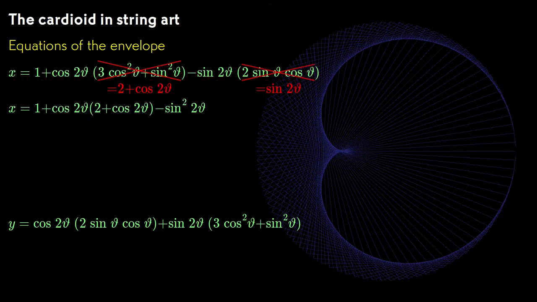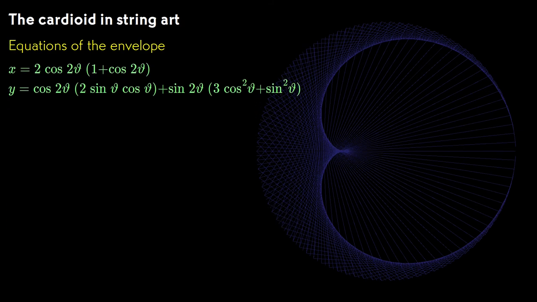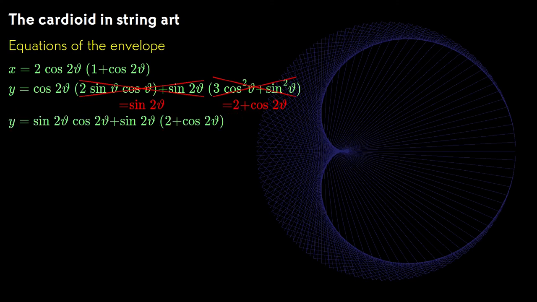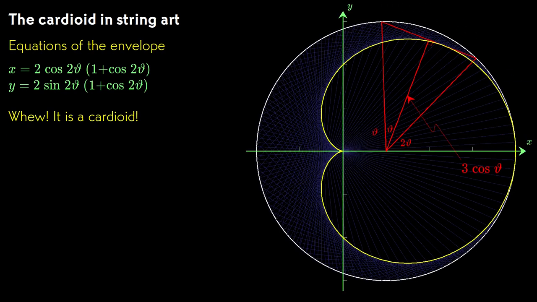Now we can come back to our equations and make the substitution that we just derived. We can get the rest of the way on autopilot. And after that tedious proof, we conclude that the envelope of the strings is indeed a cardioid.